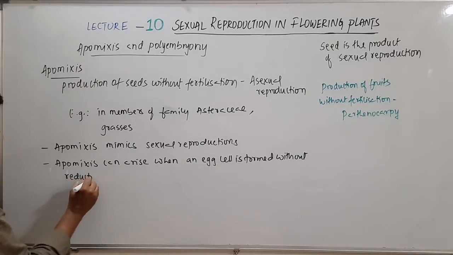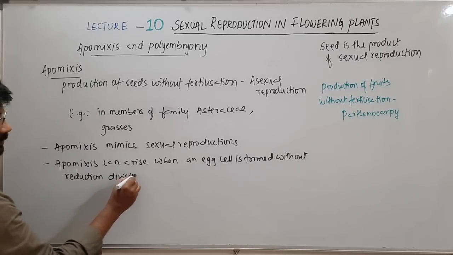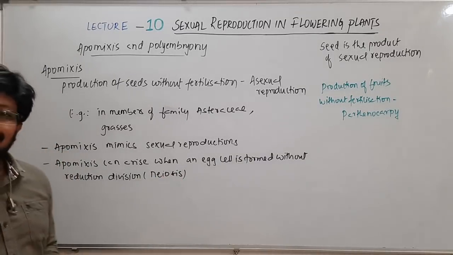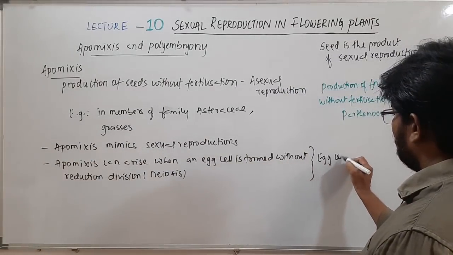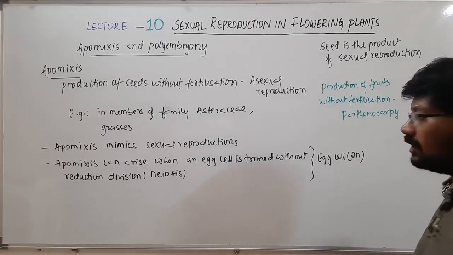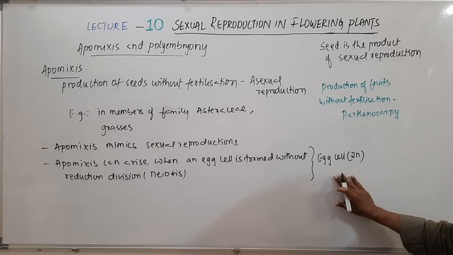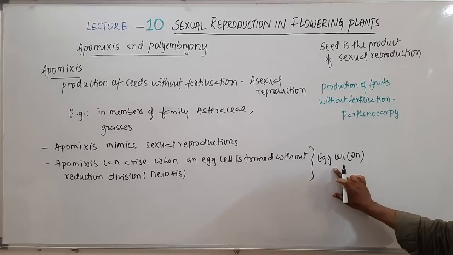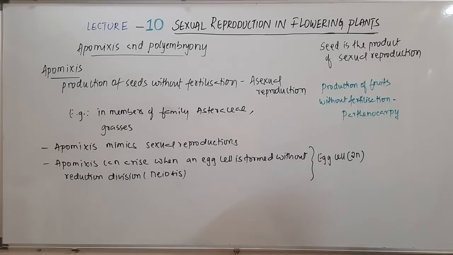So when an egg cell is formed without reduction division, and we know that reduction division is nothing but meiosis. Without meiosis, the egg cell which is formed will be diploid, right? Because egg cells normally form from a diploid cell that undergoes meiosis. If it doesn't undergo meiosis, it results in an egg cell that is diploid in condition.